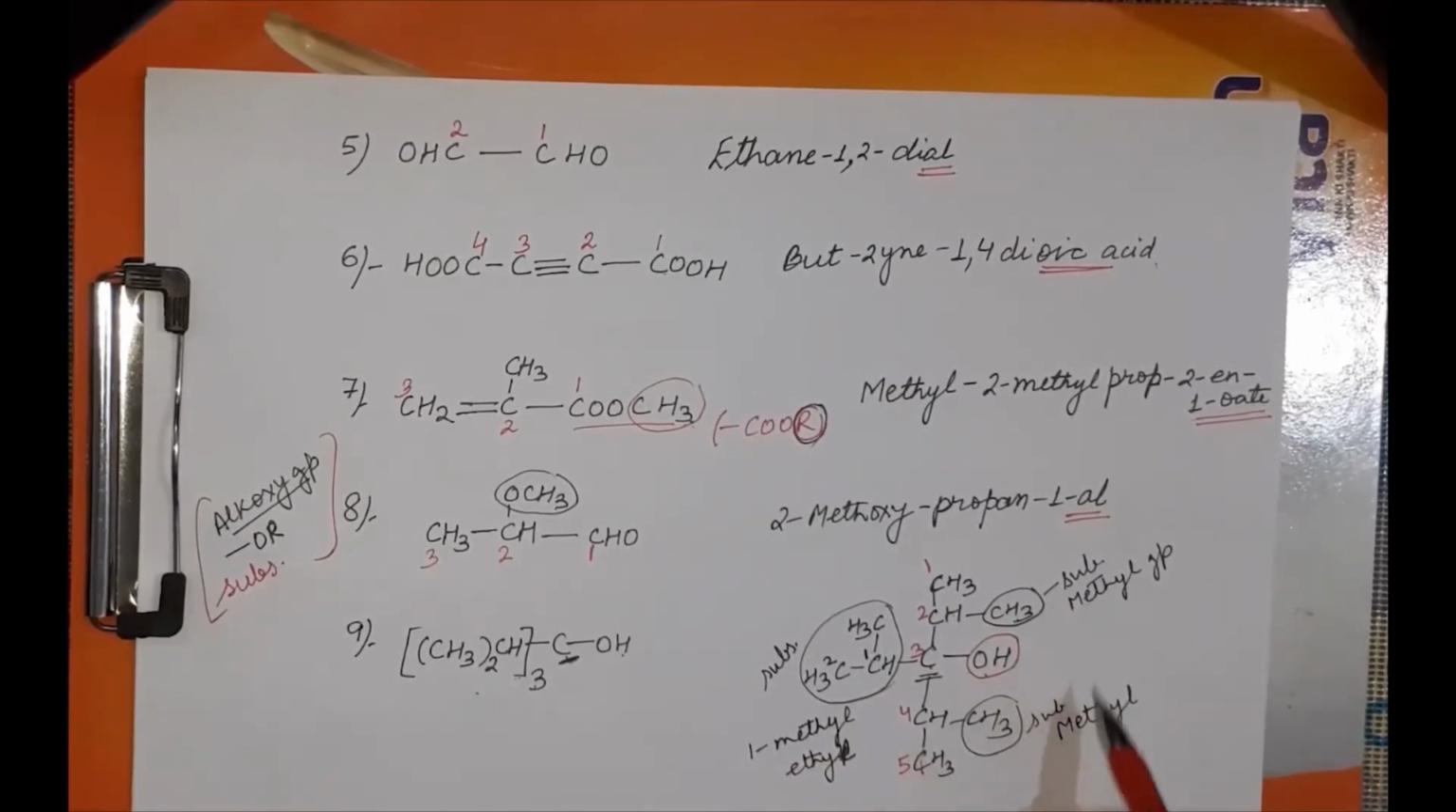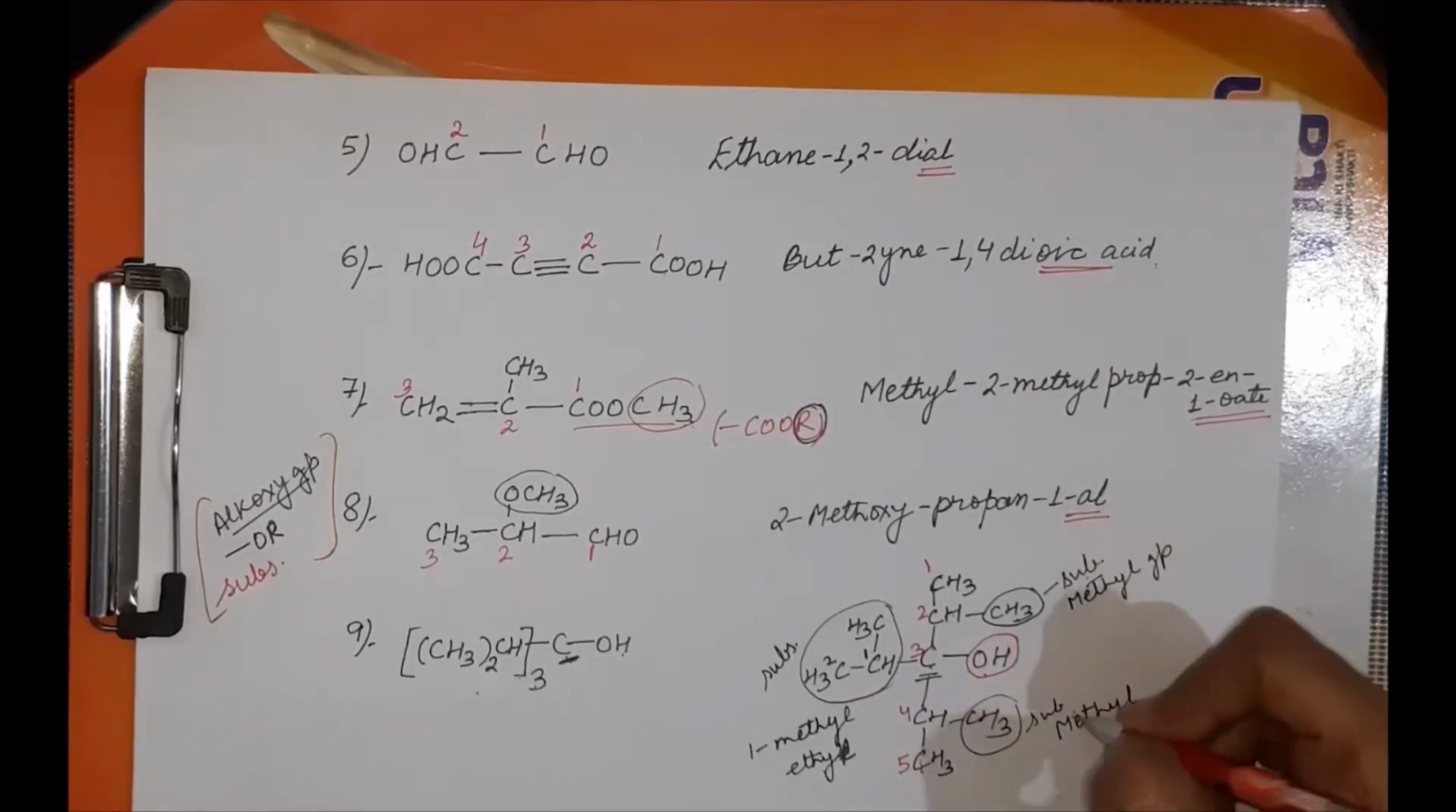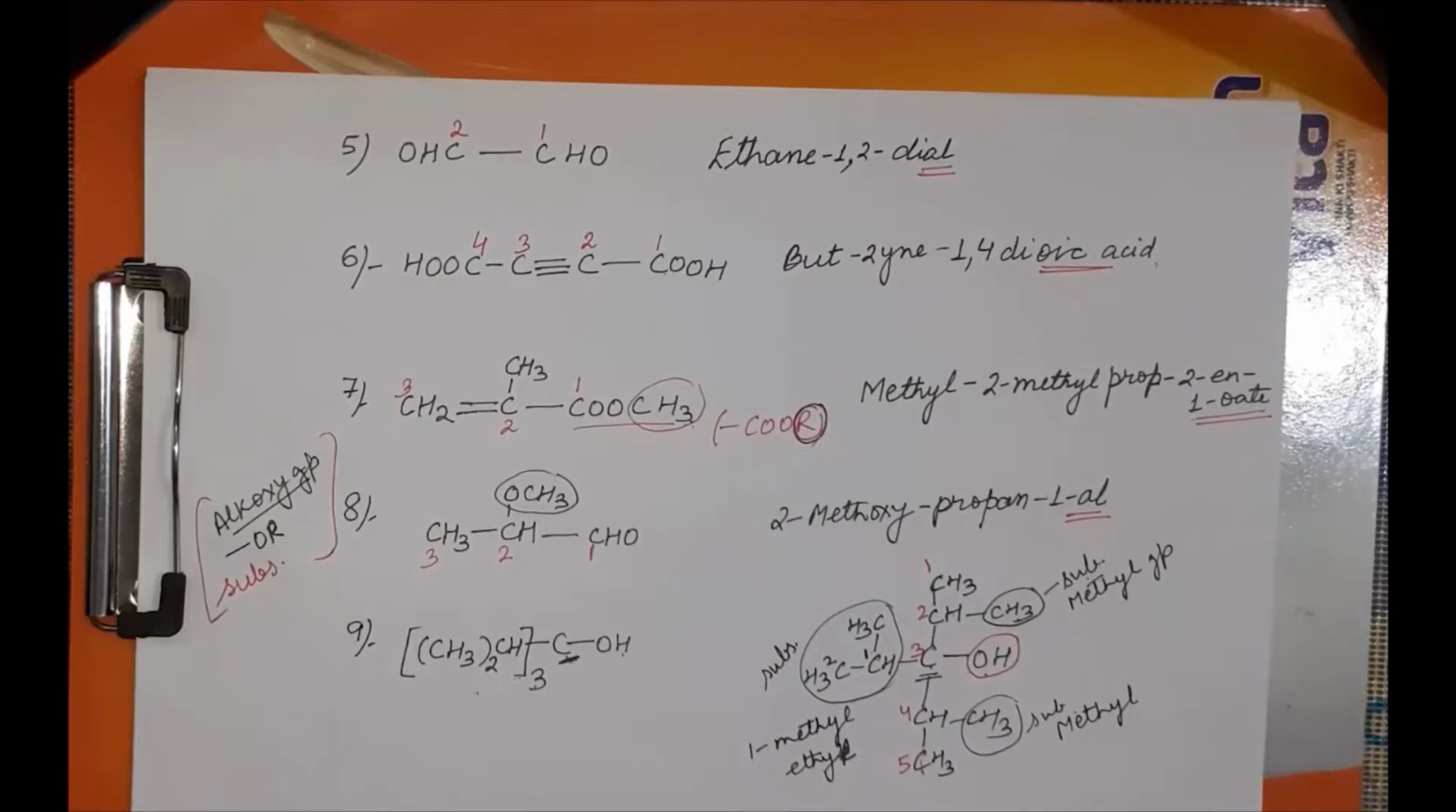So these 3 substituents are there. So they will be written in the form of prefix and in the alphabetical order. So first will come this and this. So what will be the name? We can see this substituent and this substituent position is 2 and 4. So name will be 2,4-dimethyl, and this substituent is present at the 3rd number carbon.